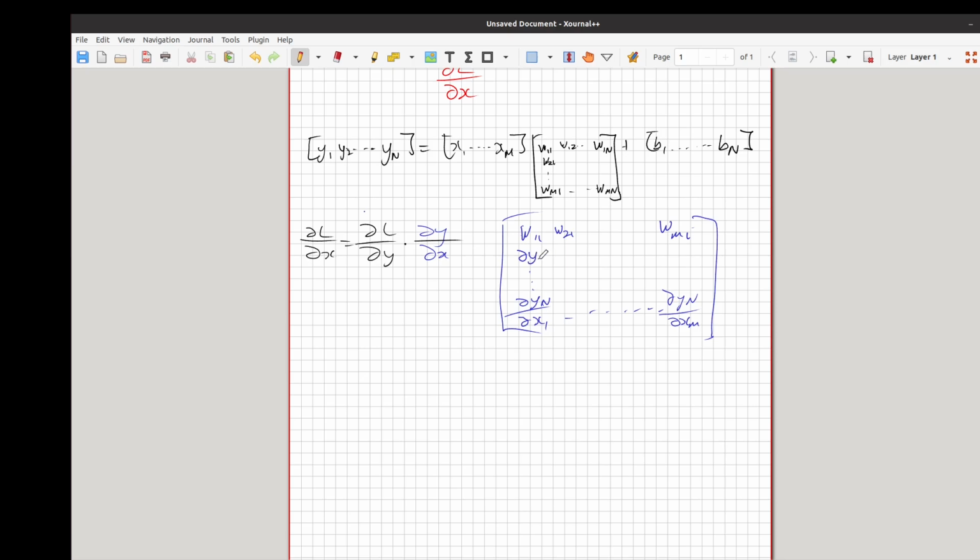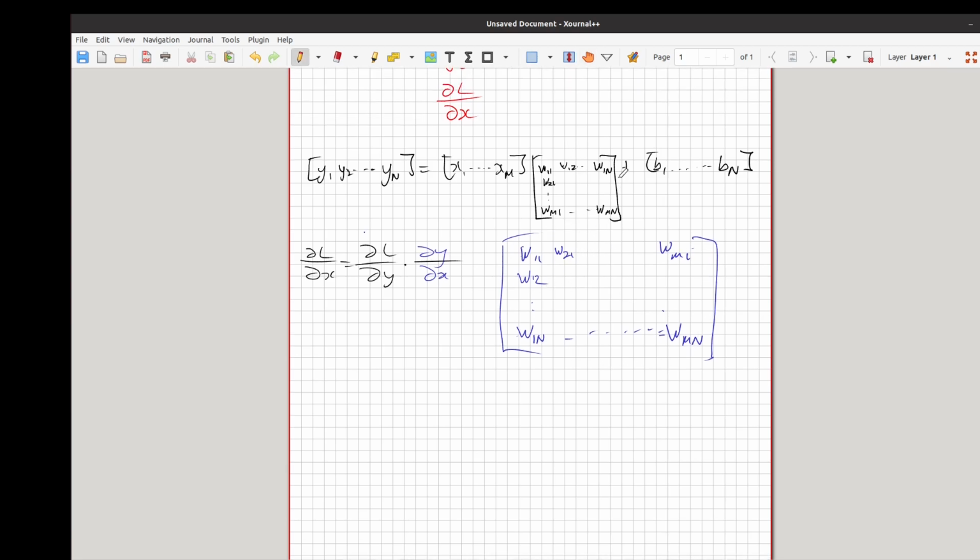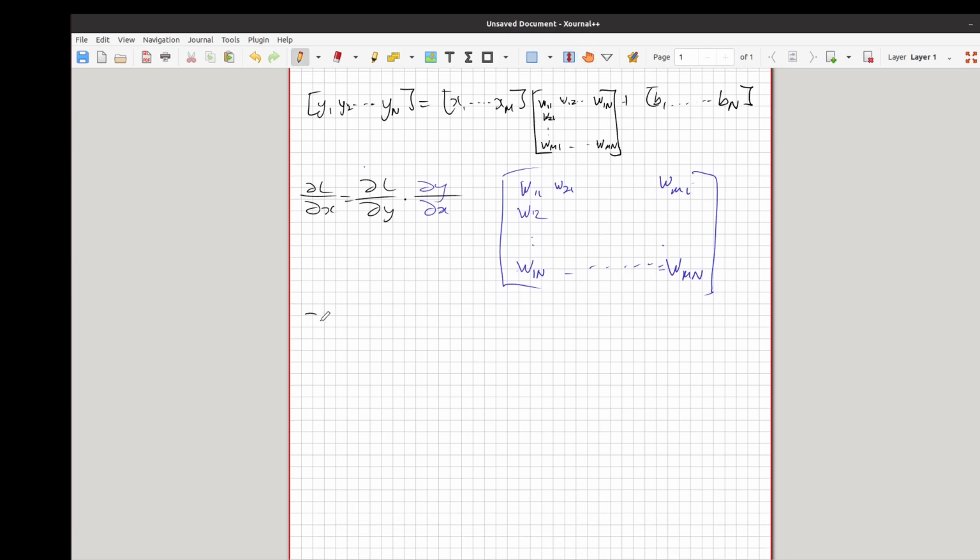We could also look at dy2 by dx1, the next one down from w11. And we could ask ourselves, how is y2 formed? That's by dot producting this row vector with the second column here, and the coefficient of x1 for that would be w12. And we can follow that down until we get to w1n, and then this will end up being wmn. Now, if we compare this with this matrix here, we realize that this blue one is the transpose of the black one. So we can now complete our expression: dl by dx is equal to dl by dy times W transpose.